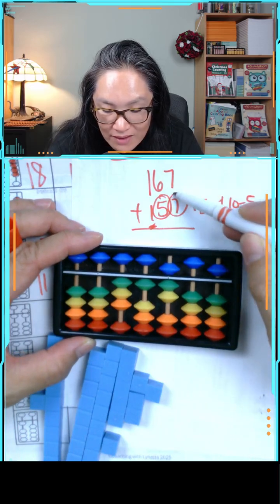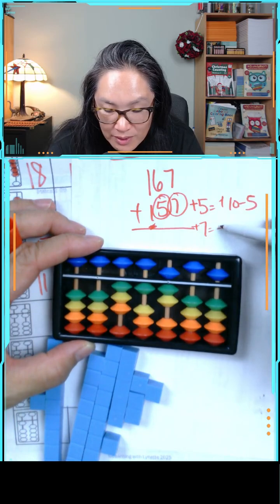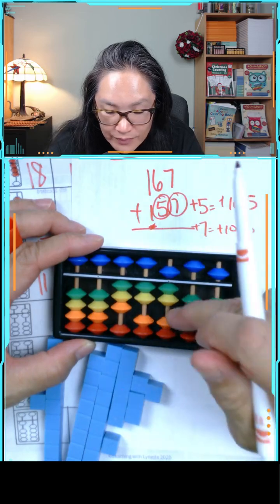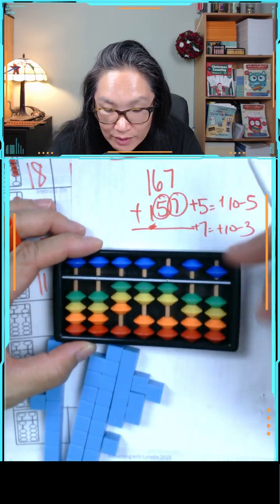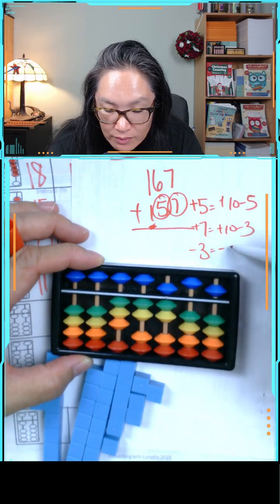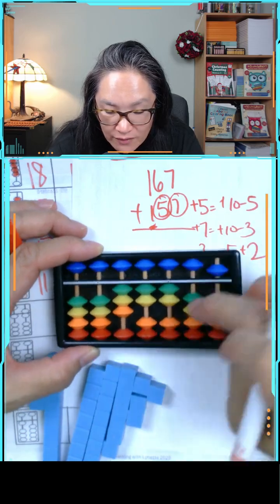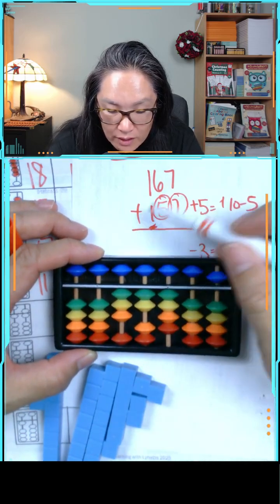And then I want to add the 7. Plus 7 is what? Plus the 10 minus the 3. So add the 10, take away the 3. Cannot take away the 3. What do? Minus the 3 is equal to minus the 5 plus the 2. Plus the 5, minus the 5 plus the 2. So what's my final answer?